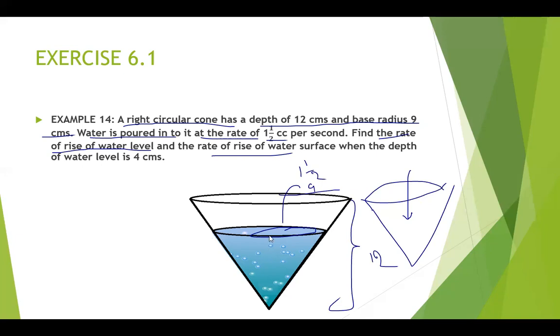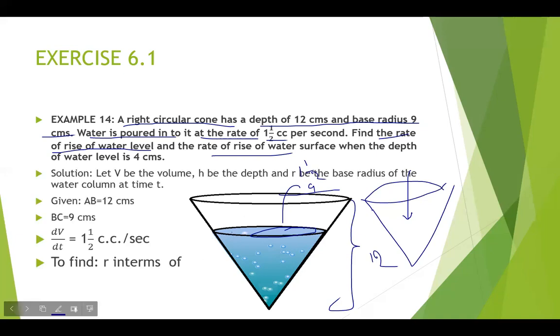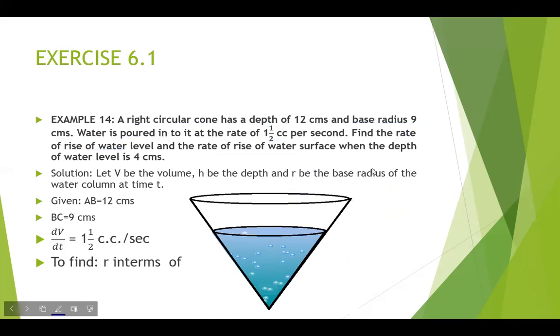Now, as and when the water is pouring into it, a new water cone is formed. I have to compare the radius and height of the new water cone formed with those of the cone. So let me write the given things. Let V be the volume, H be the depth of the water, and R be the base radius.